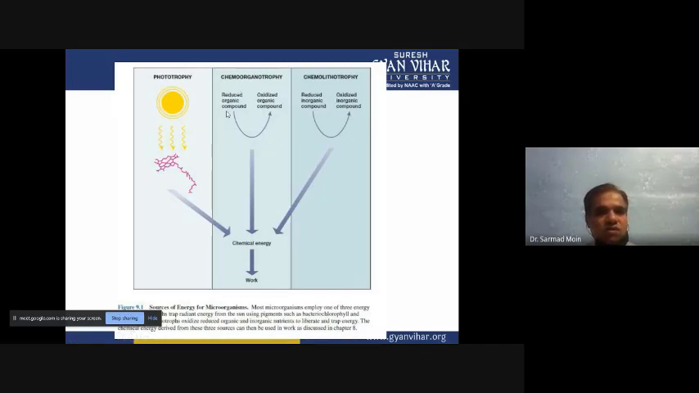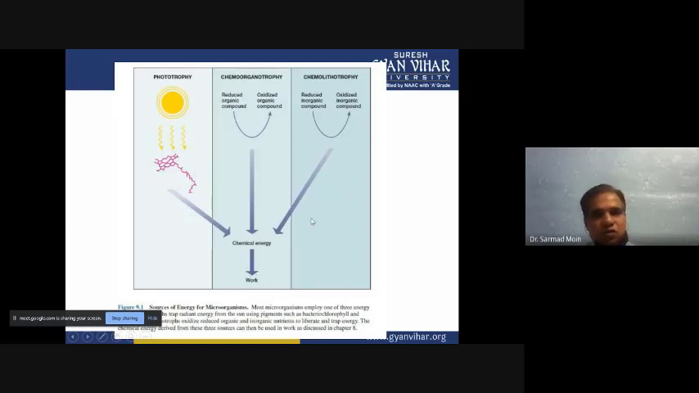chemoorganotrophy. The chemoorganotroph organism is there. They will utilize organic compounds and oxidize the organic compound to produce chemical energy. And this chemical energy later on will be utilized for growth and development.